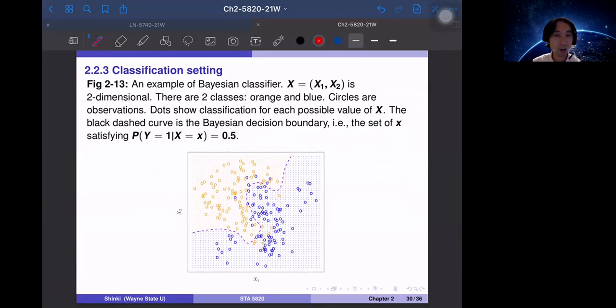Yeah, okay, so this is also a conceptual graph. We have two predictors, x1 and x2, and these orange and blue circles are observations. Orange has label 0, I think. So this is one class, y is equal to 0. And these blue ones are y is equal to 1. Okay.